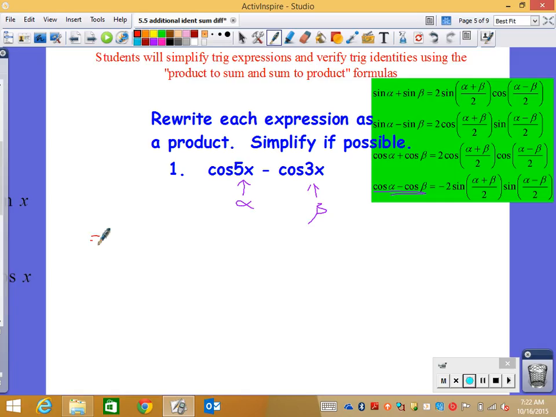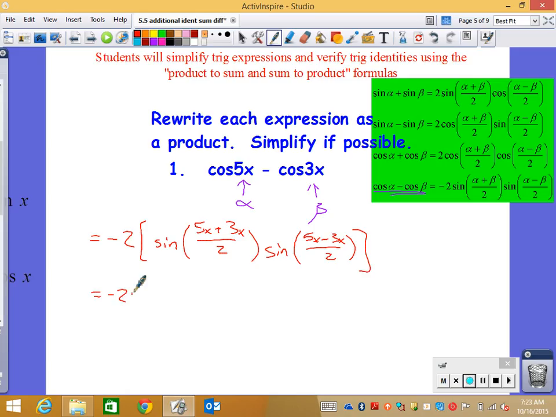So we have a minus 2 times, well, we have the sine of alpha plus beta, so 5x plus 3x, all divided by 2, times the sine of alpha minus beta, 5x minus 3x, all divided by 2 again, end bracket. So now we got to simplify it all down as far as it'll go.